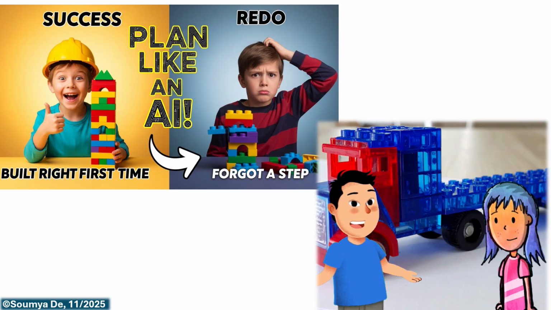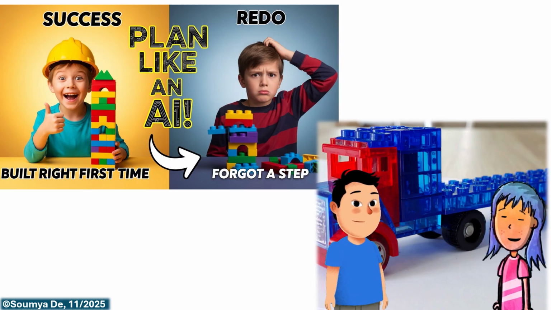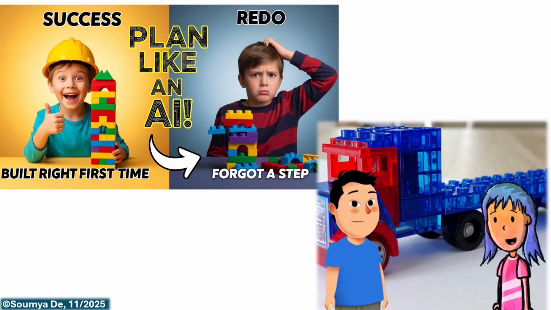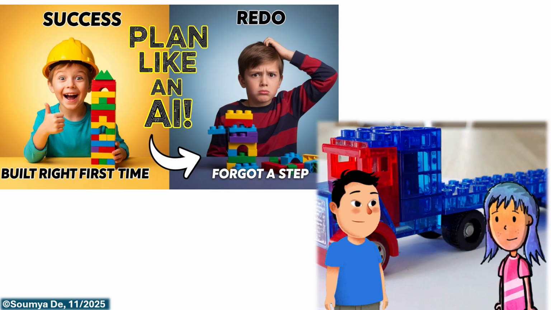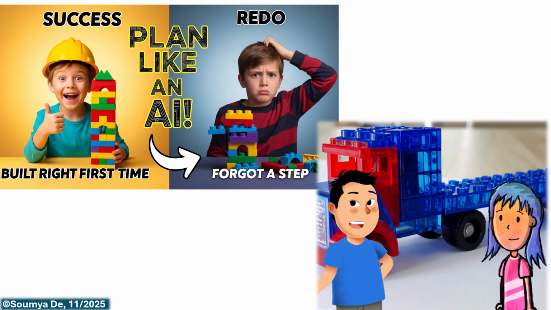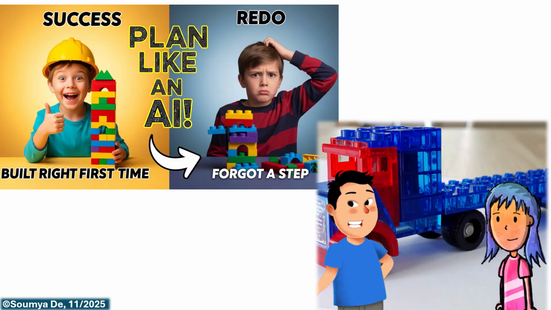Cabin's more complex, lots of tiny pieces. Yeah, and some bricks go under others. Gotta follow the sequence exactly, or the roof won't fit. This is why tactics matter. One misstep, and we're rebuilding the submodel from scratch.